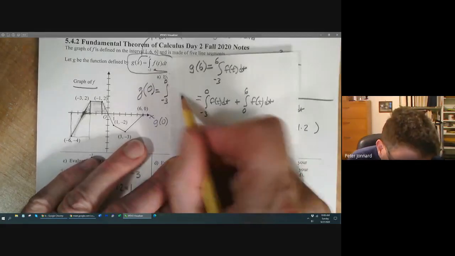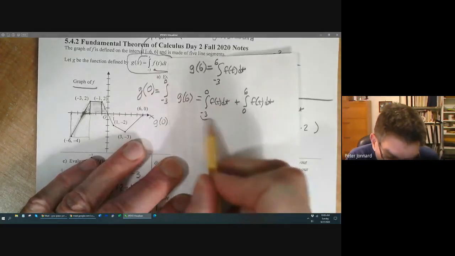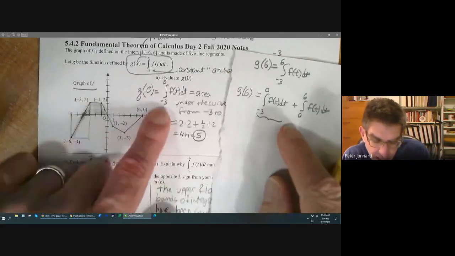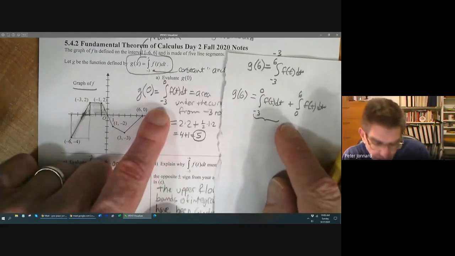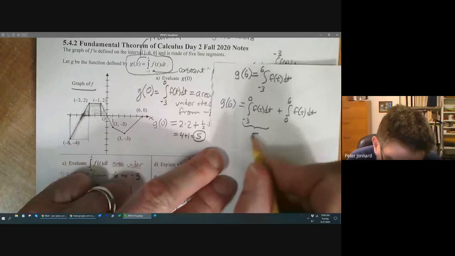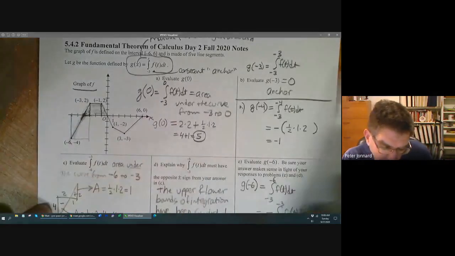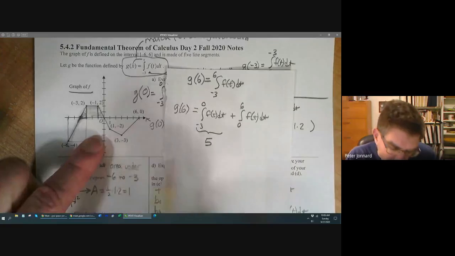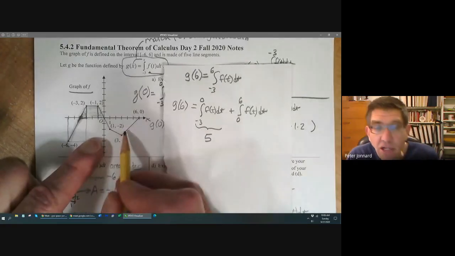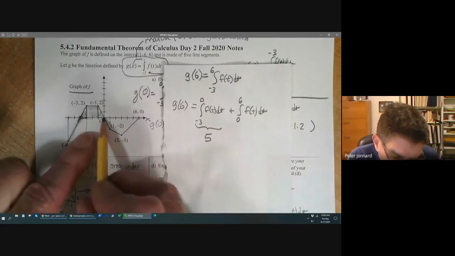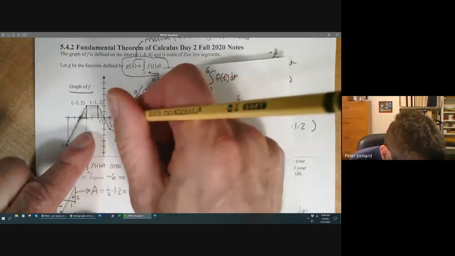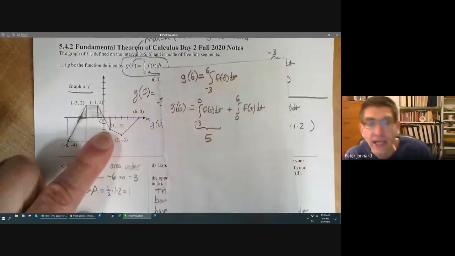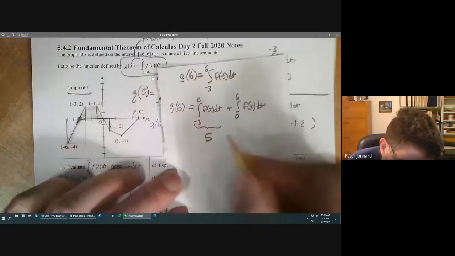So G of 6 would be equal to this area. Well, I've already worked that one out. I already did that here. The integral from -3 to 0, I've already evaluated that as 5. Okay, and so then it says plus, now I have to evaluate this area from 0 to 6. Okay, so notice these are all negative contributions of area because I'm going from 0 to 6. So let's see, let's break it down into a triangle there. Okay, so that's 5.